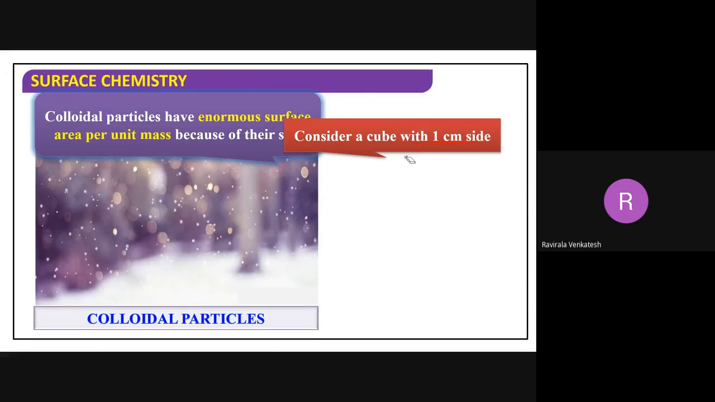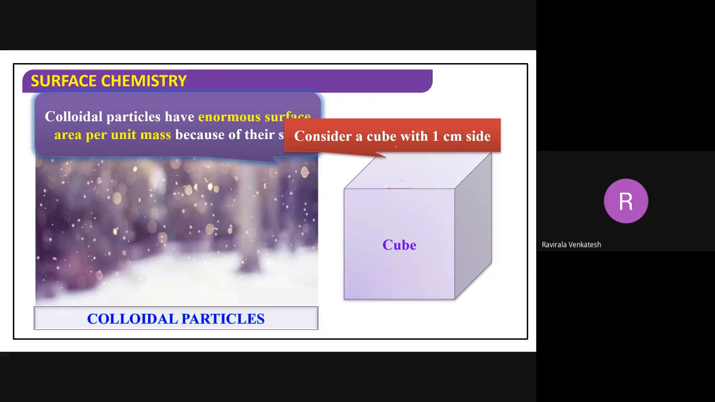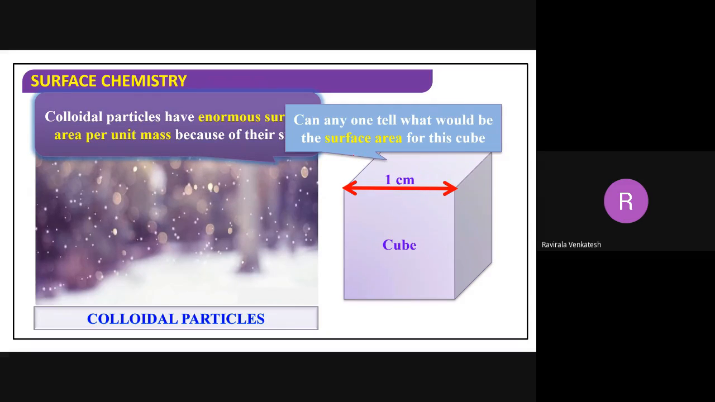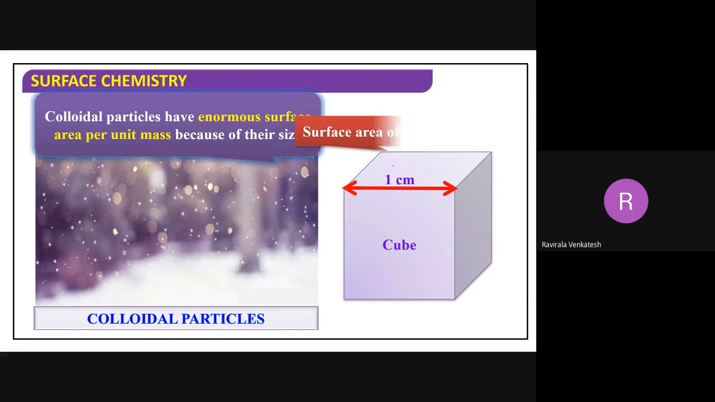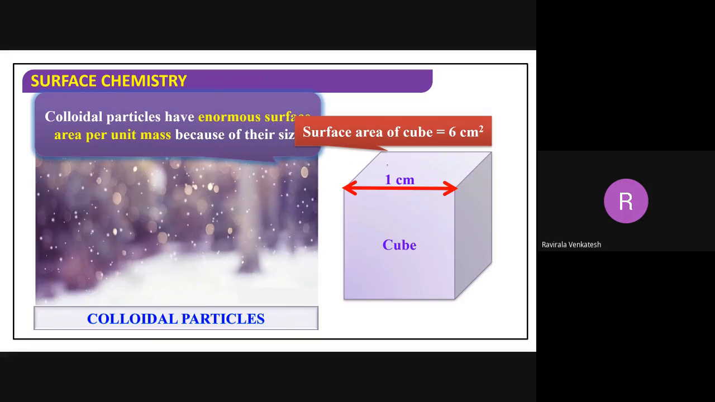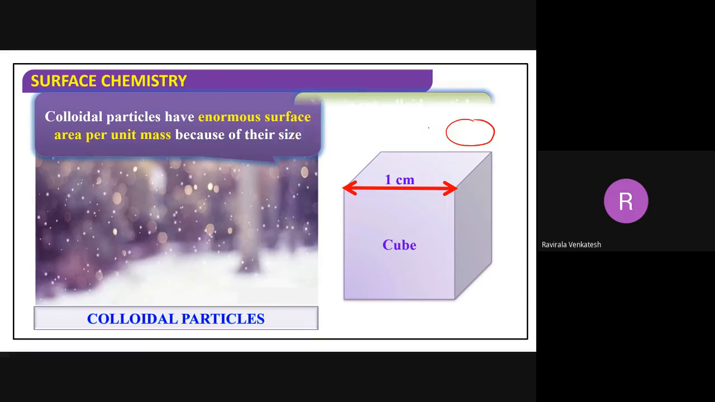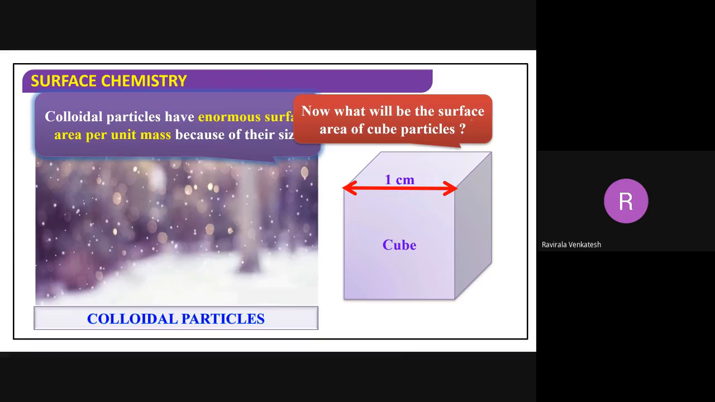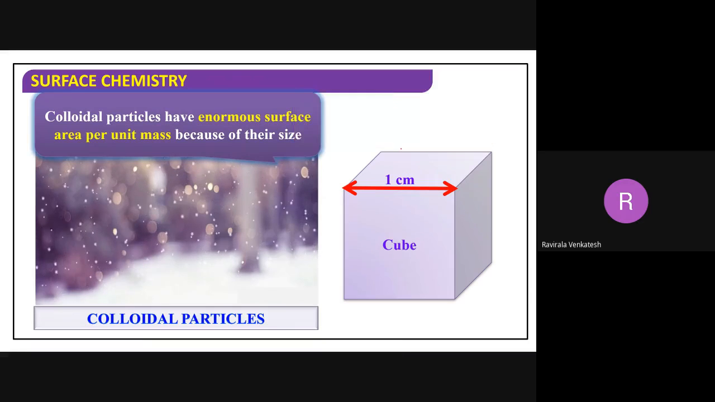Consider a cube with 1 centimeter side. Can anyone tell what would be the surface area of this cube? The surface area of the cube will be 6 centimeters square. Now, to get colloidal particles, you have to divide this cube into 10 to the power of 12 cubes. Then, what will be the surface area of the small cubes?